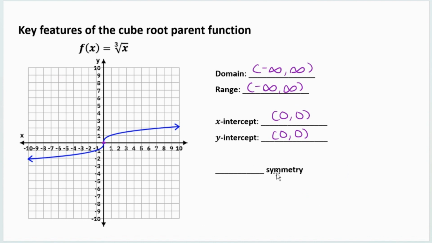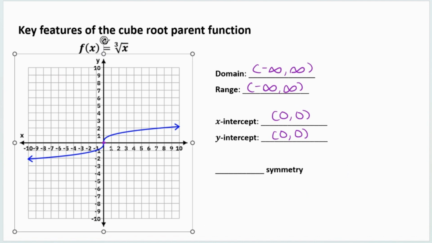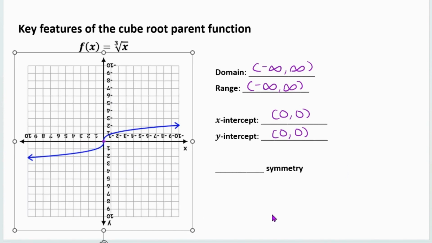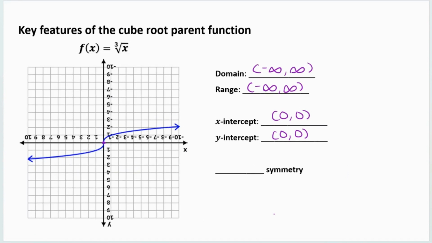So it doesn't have reflectional symmetry, but if I take this graph and rotate it about the origin, notice that I do create the same function. So it has rotational symmetry about (0, 0).